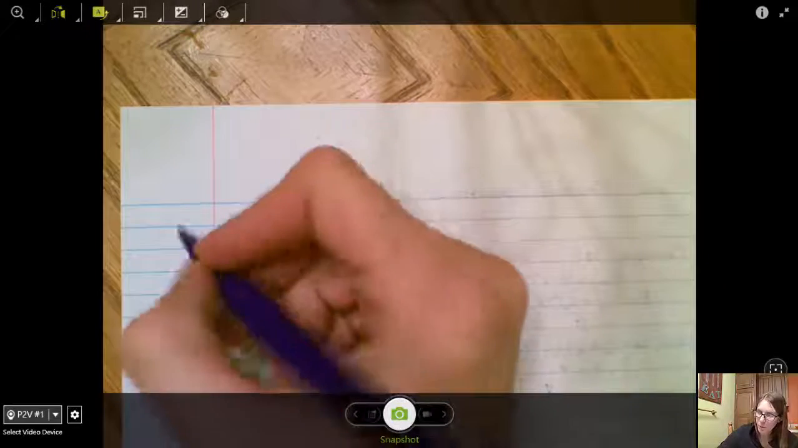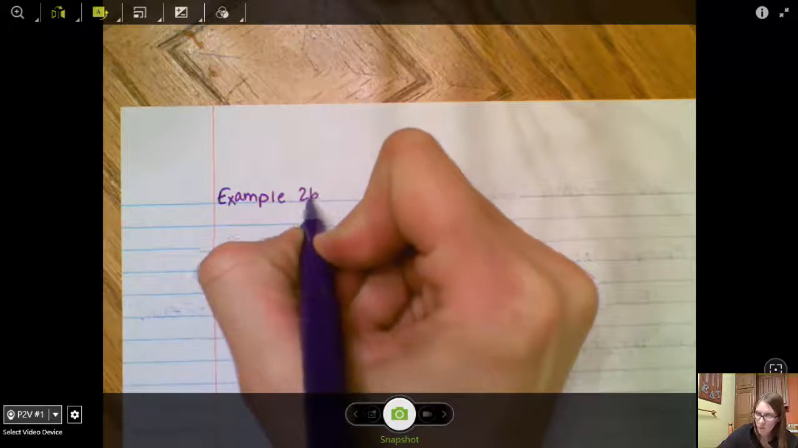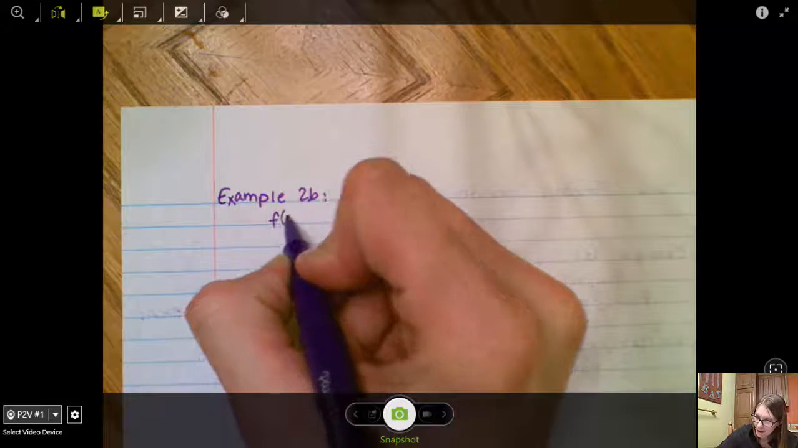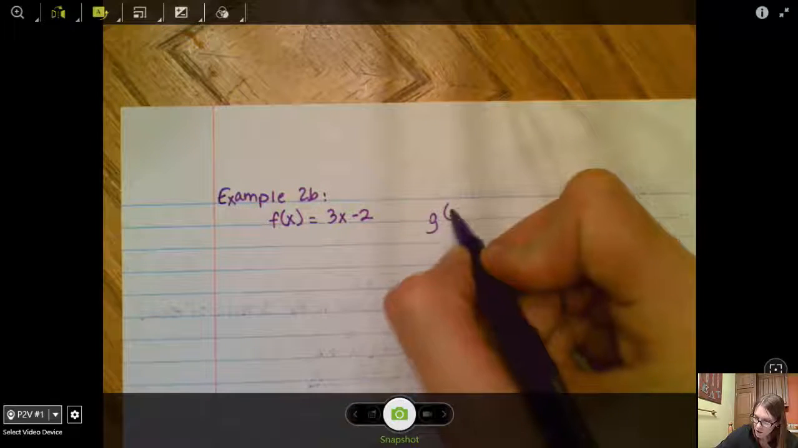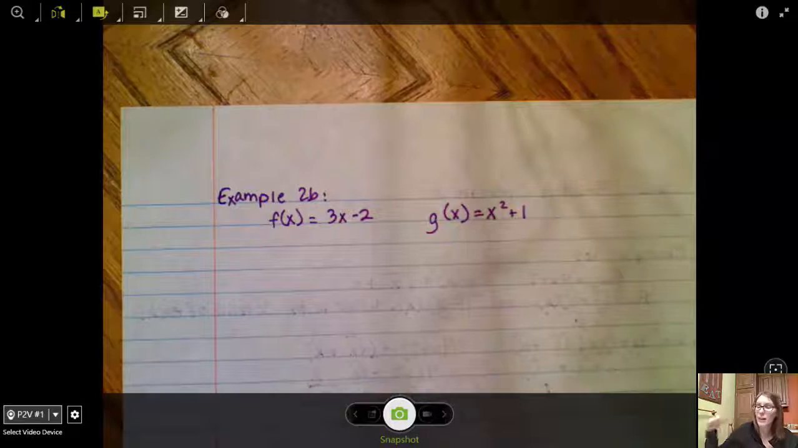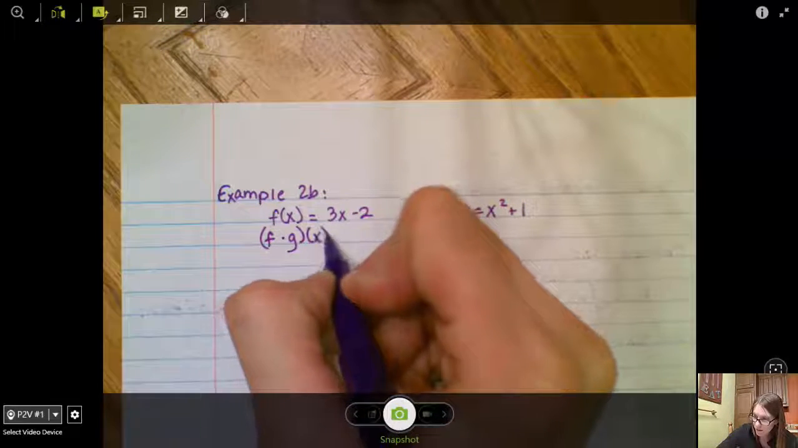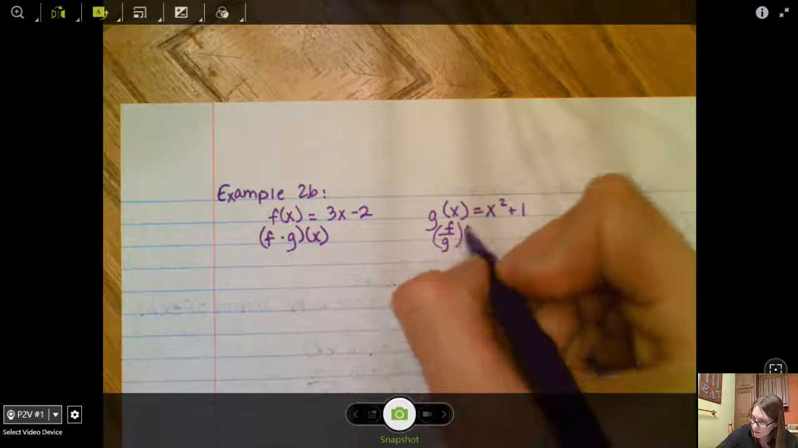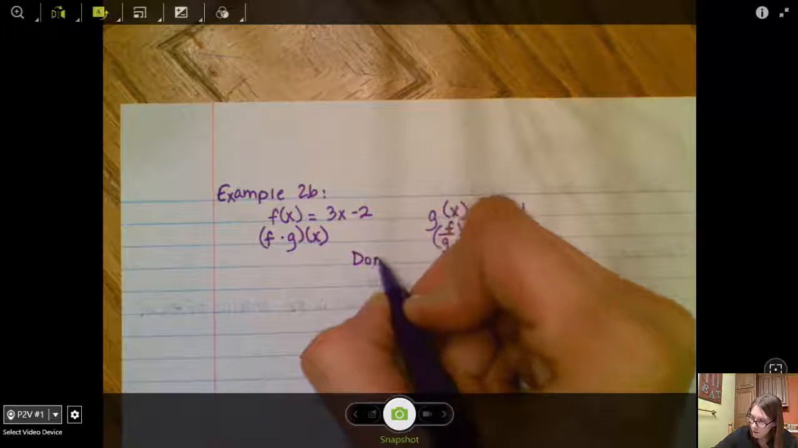Okay, let's do another example of multiplying and dividing. This is example 2b. Once again with some new functions here. Let's do f of x equals 3x minus 2, and g of x is x squared plus 1. Same directions again. Let's find f times g of x, and also f divided by g, and our domain also for each one.